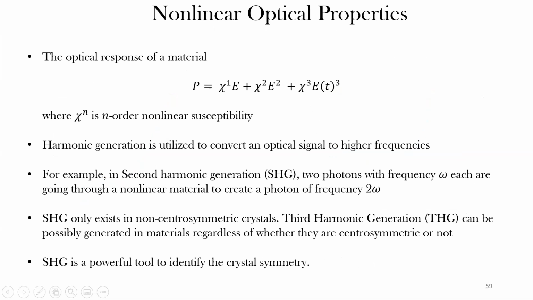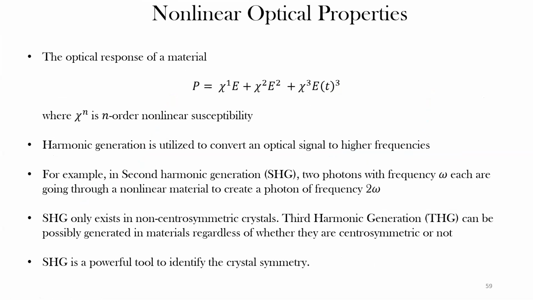So now looking at nonlinear optical properties. For a material, its optical response can be explained by this first equation, where P is polarization and these chi terms are susceptibilities. In a nonlinear material, we have these higher order terms, which correspond to nonlinear physics. And we are looking at second harmonic generation and third harmonic generation in these materials.